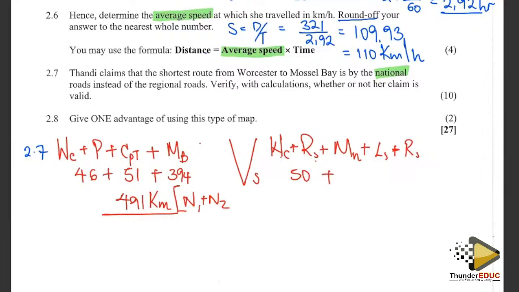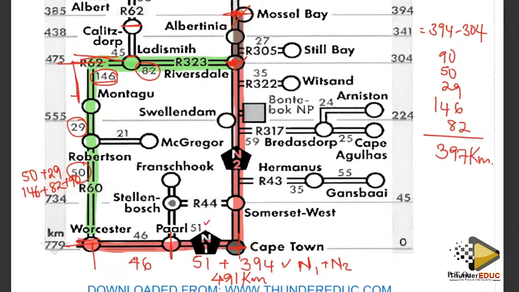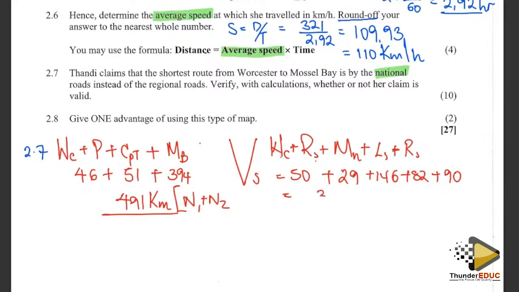Then from Robertson to Montagu, we had 29. Montagu through Ladismith, we had the 146. Then plus 82, which is Ladismith to Riversdale. Then at the end, we add on the 90, which was from Riversdale to Mossel Bay. So we got our answer as 397 kilometers. So these are the regional roads.